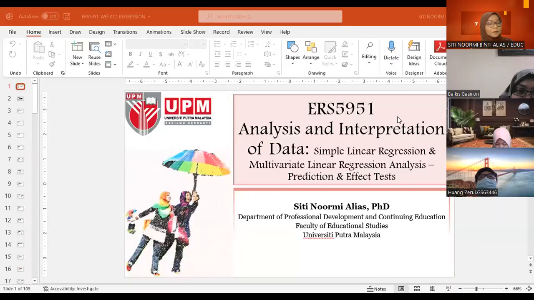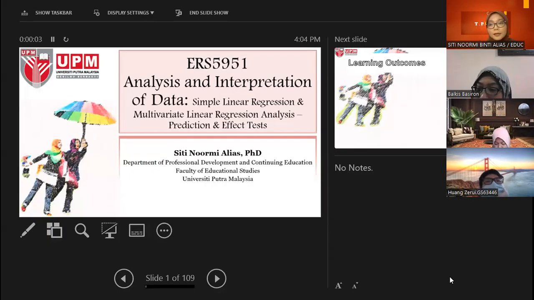Okay, so we proceed with the next one. Sebenarnya dah habis dah untuk silibus ni, kita lah acu ni. Okay, next one is simple linear regression and multivariate linear regression analysis.